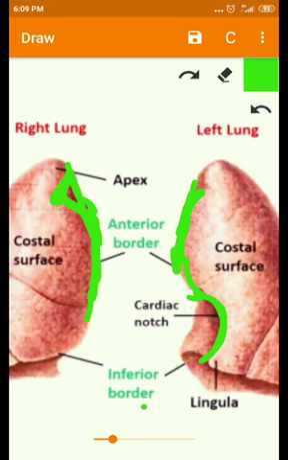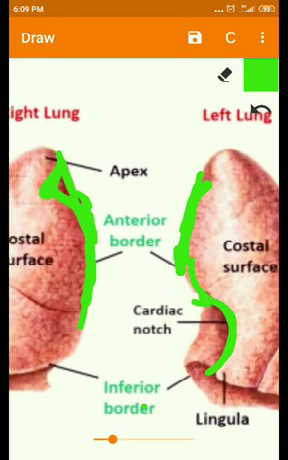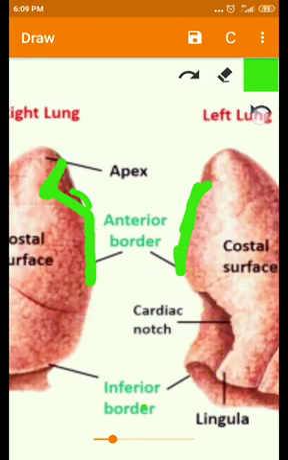So the anterior border of the left lung shows a wide cardiac notch below the level of the fourth costal cartilage. Below the level of the fourth costal cartilage, the heart and pericardium are uncovered by the lung. So at this part, the lung will not cover the heart and the pericardium, but it is located inside the notch. So this is about the anterior border of the right lung as well as the left lung.